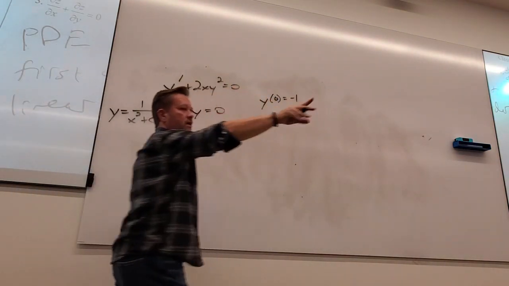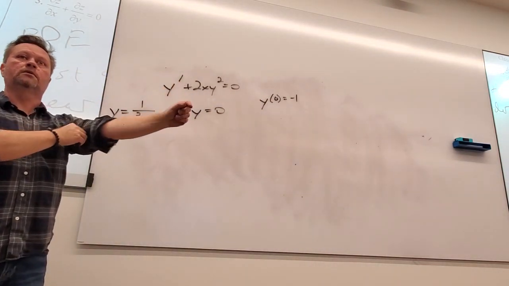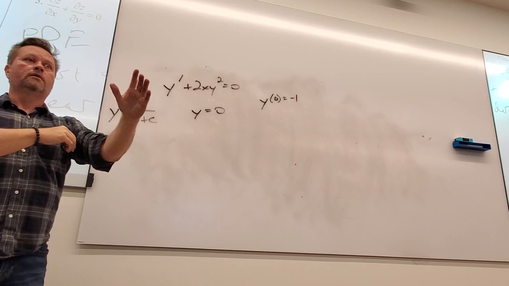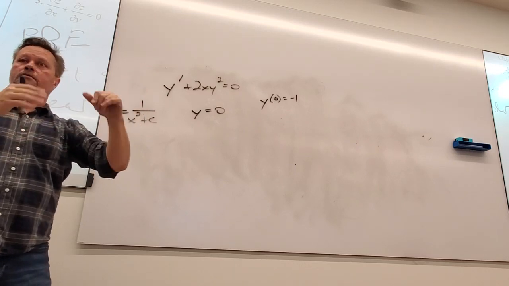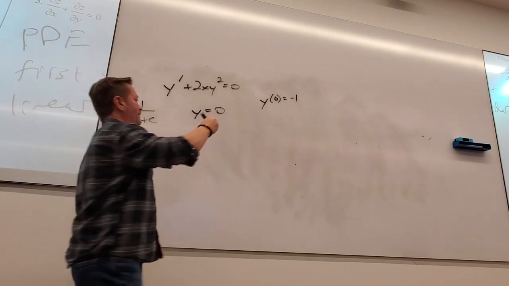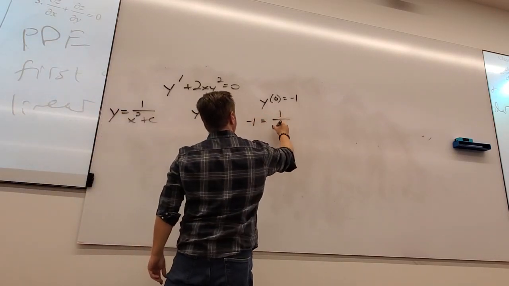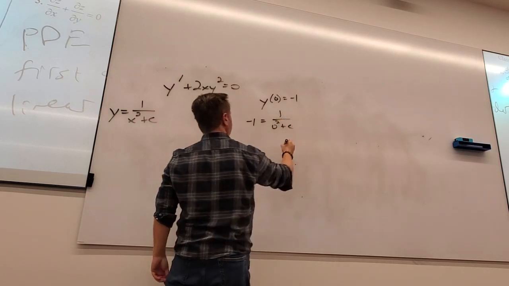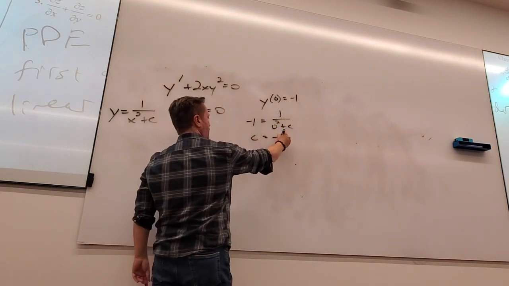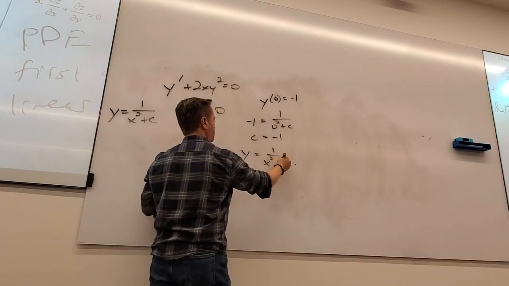Because you can't plug infinity in somewhere. So can you just take a moment and figure out what the function answer would be if that was the initial condition? When the input's 0, the output's negative 1. So C would have to be negative 1. I love it. So the answer would be 1 over x squared minus 1.